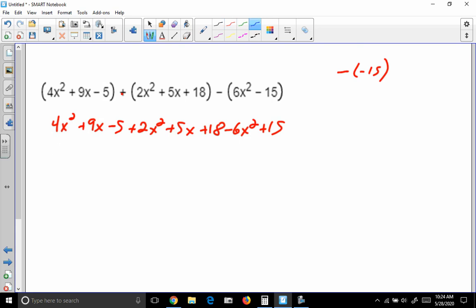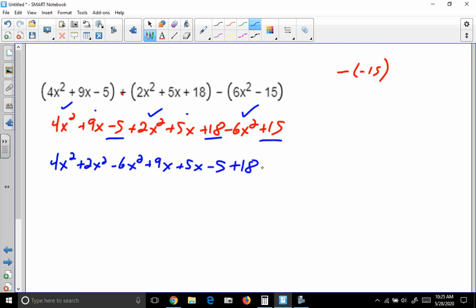We have 4x squared. We have 2x squareds. And we have minus 6x squareds. We have 9x's to the first. We have 5x's to the first. And then we have some constants, some numbers that don't have a variable. So we have minus 5 plus 18 plus 15.